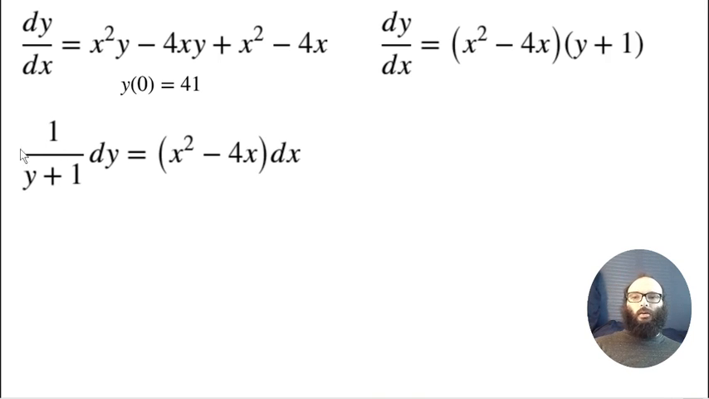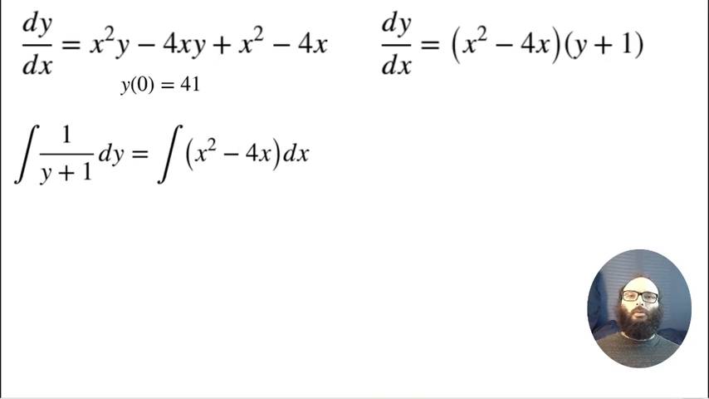Just the 1 over y plus 1 dy on one side and the x squared minus 4x dx on the other. And the parentheses here don't actually mean anything. They're just to make it look a little more clean. Otherwise it looks like the dx gets mushed right onto the end there by my software. Anyway, once we have this, it's pretty obvious what the next thing to do is, right? We integrate, just like so.